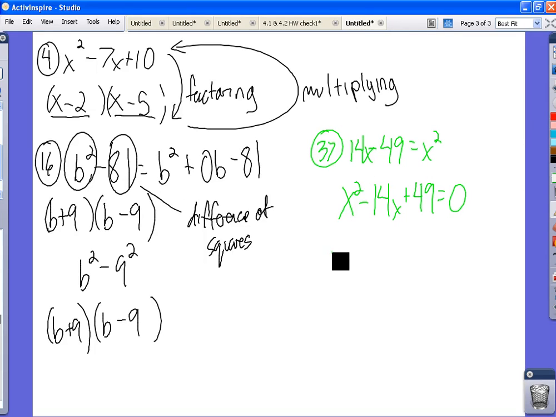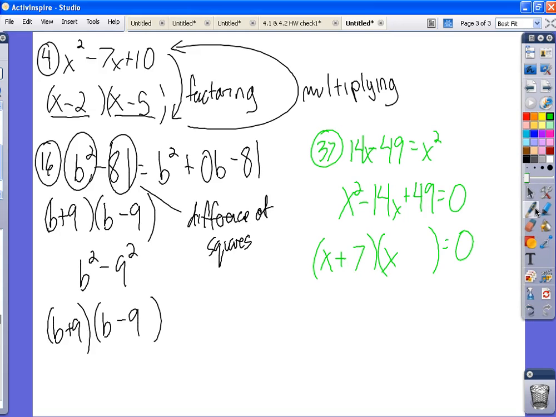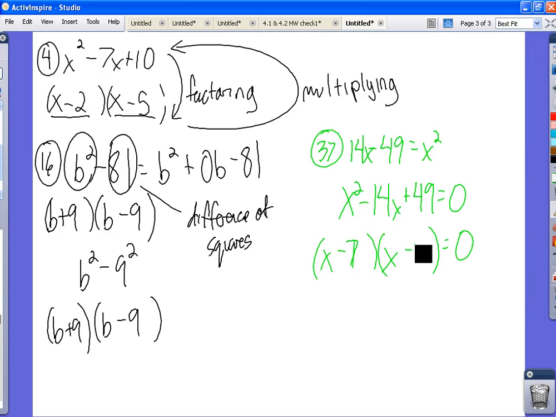We'll factor it. X plus 7? Oh, X minus 7. X plus 7 works? No, like negative 7. That's right. Will they always be like that? See how 49 is a product of 7 and 7? Will it always be like that? It has to be. You have to be able to multiply this together to get that.